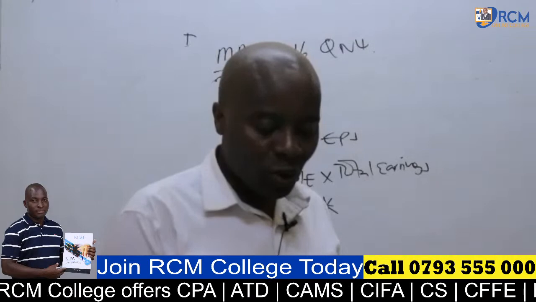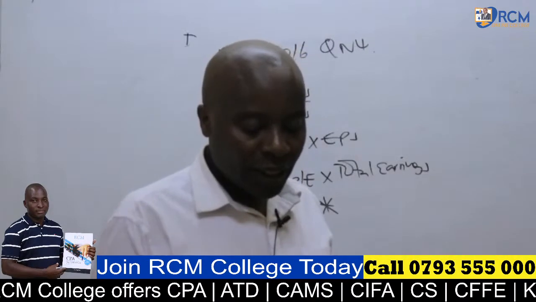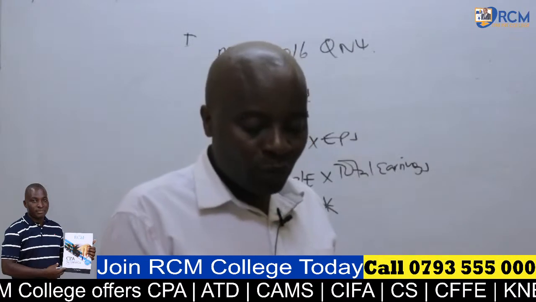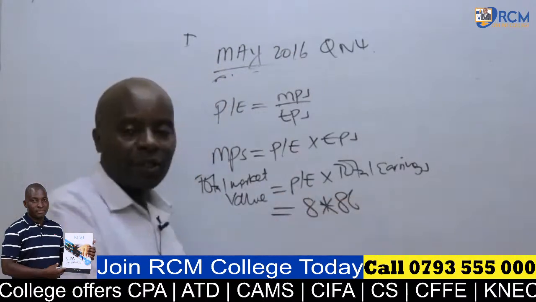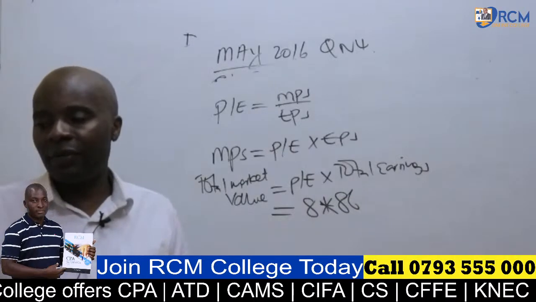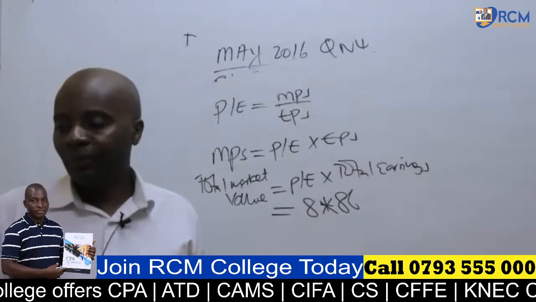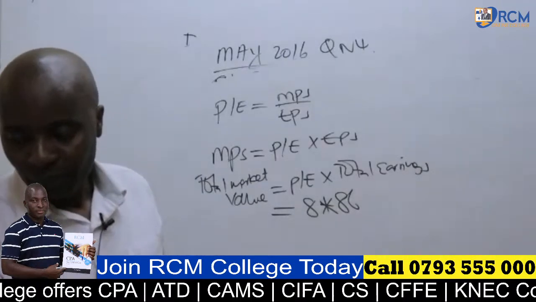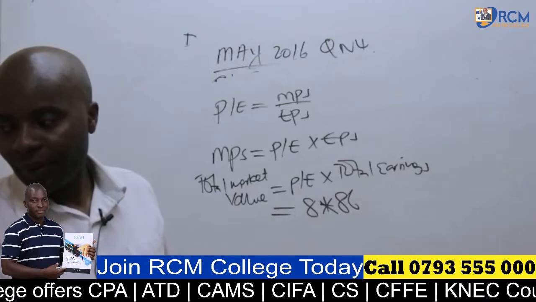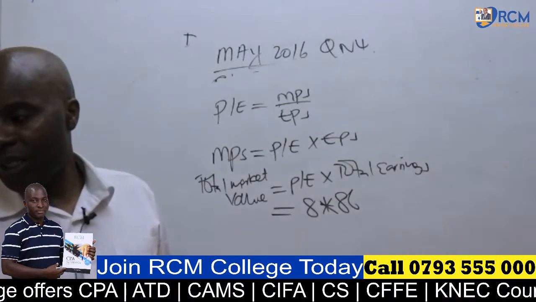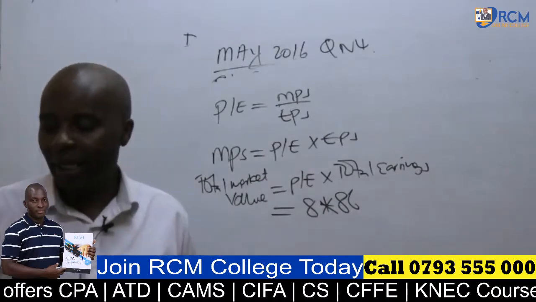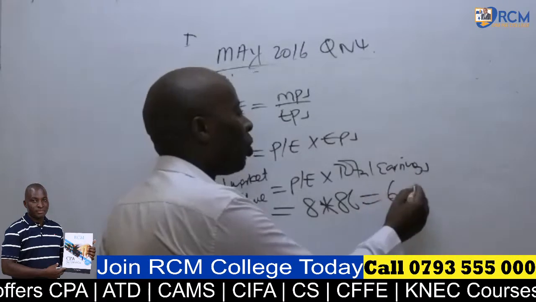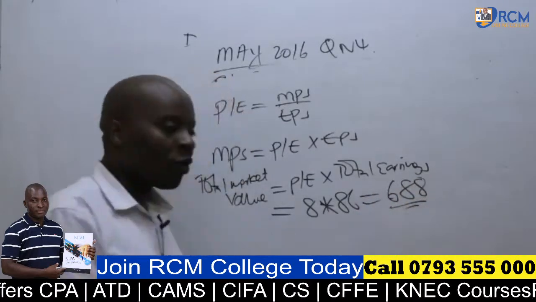If you go to the beginning of the question, they have told us Huge Limited intends to take over Tiny Limited, another company in the same industry. Tiny Limited is expected to post earnings of 86. So 8 times 86 gives us how much? 688.